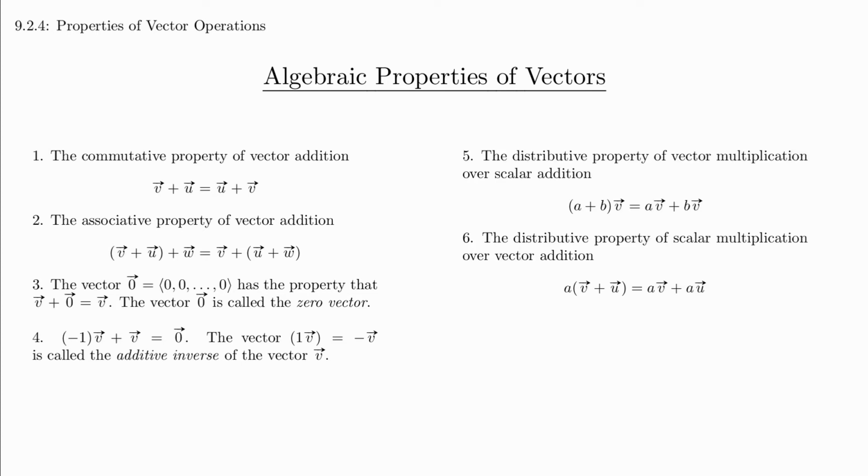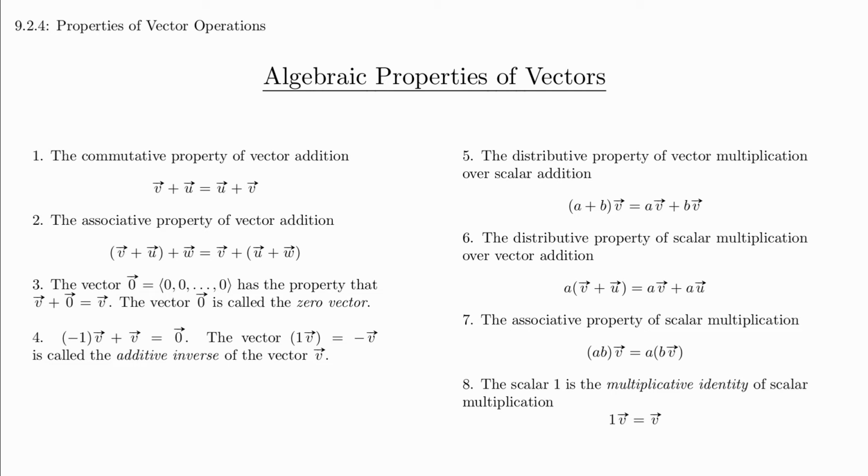The next two are distributive properties, but notice that one is the distributive property of vectors over scalars, and one is the distributive property of scalars over vectors. Although they look similar, these two distributive properties are slightly different from each other because they operate on different types of objects. Then we have a property that looks like the associative property of multiplication, except it's technically slightly different because it's a product of two scalars and a vector, not the product of three scalars. The last one is the multiplicative identity property for the scalar 1.